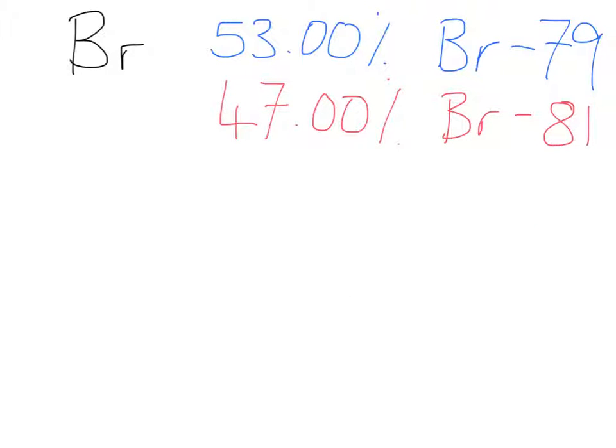So, now let's do a worked example. A sample of bromine contains 53% of bromine 79 and 47% of bromine 81. Determine the relative atomic mass of bromine. So how are we going to do this? We're going to work through it in steps.